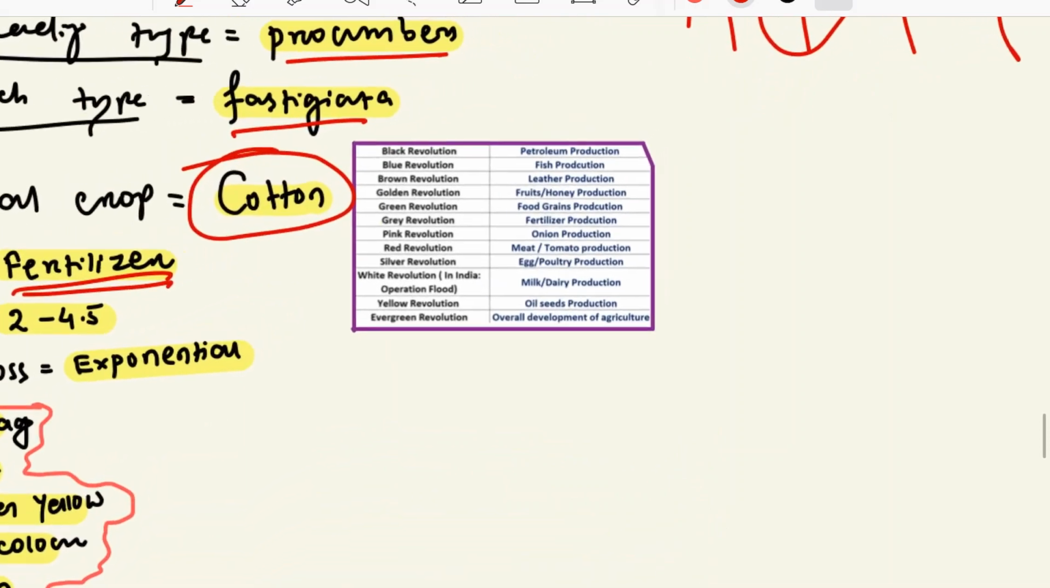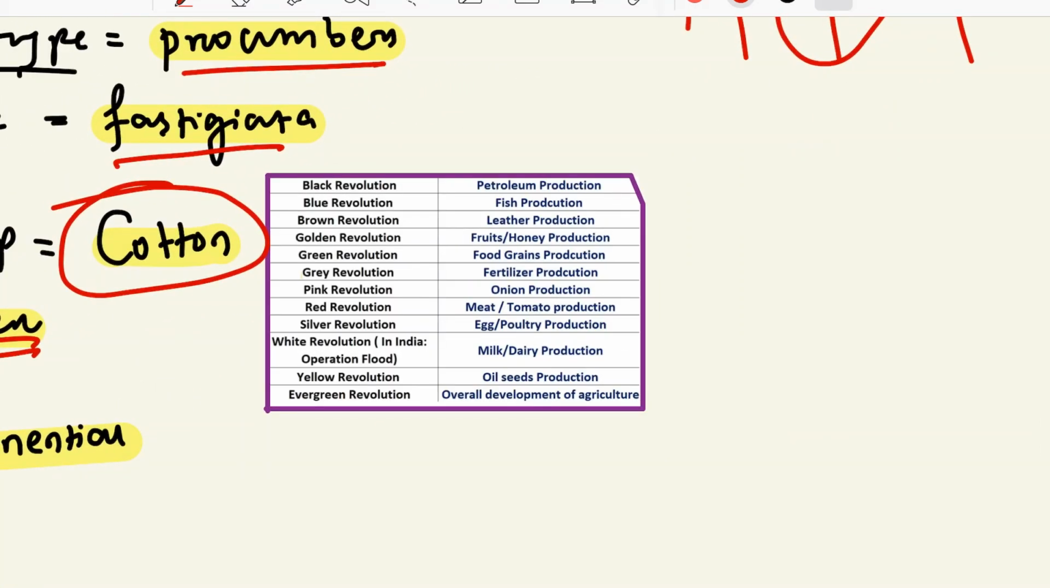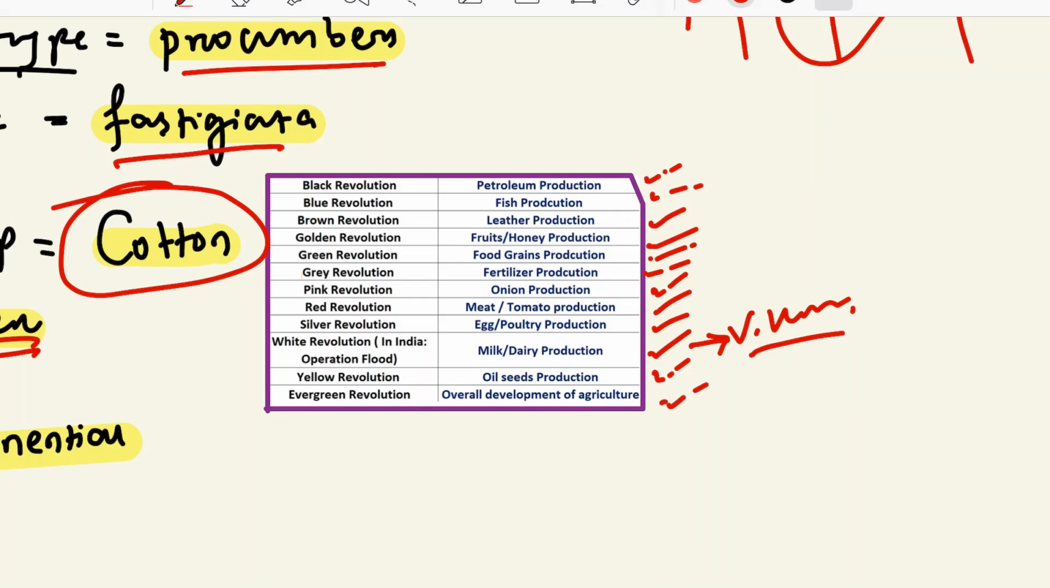There are some revolutions I have mentioned here. One is black revolution, that is Jatropha for petroleum product, then blue revolution for fisheries, then brown revolution for leather production, golden revolution for fruits and honey production, green revolution for food grain production, grey revolution for fertilizer production, pink revolution for onion production, red revolution for meat and tomato production, silver revolution for egg and poultry production, then white revolution for milk and dairy product. Father of white revolution is Verghese Kurien. Then yellow revolution, oilseed production, evergreen revolution, that is overall development of agriculture.